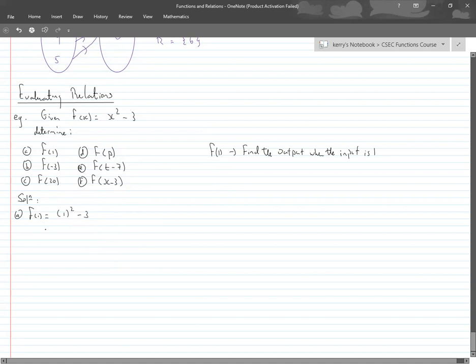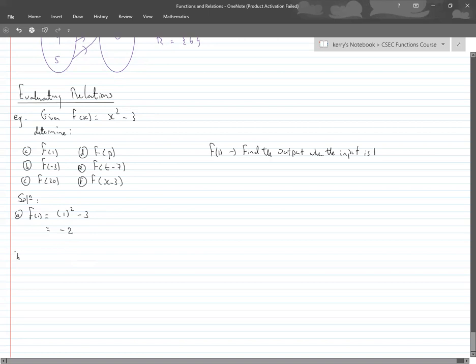Now, remember what I taught you before: when you are substituting an actual value for a variable, put what you are substituting in brackets. Okay, that is positive. We know that 1 squared is 1, but you have to be very careful. So 1 squared is 1, and 1 minus 3 is negative 2.